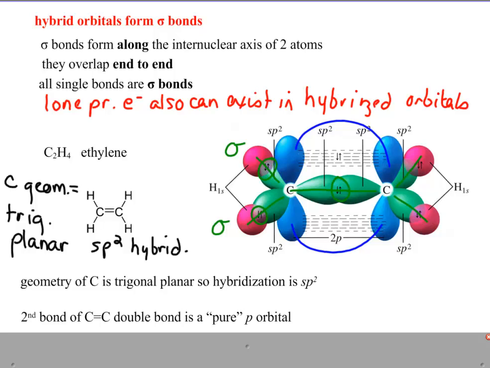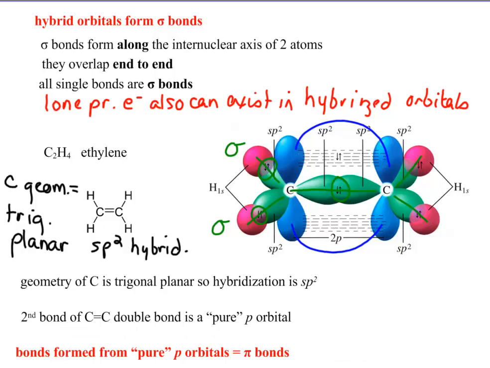So if each carbon is trigonal planar, then it turns out my whole molecule is planar. Hybridization again for carbon is sp2. The second bond in the carbon-carbon double bond is just made from p orbitals. It's a pure p orbital bond. It turns out that bonds that are made from pure p orbitals are called pi bonds. So when I have multiple bonds, the second bond, the third bond in a multiple bond is a pi bond formed from pure p orbitals.